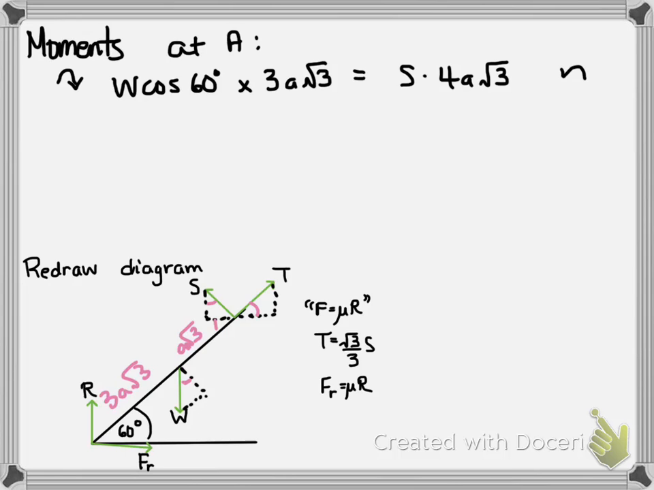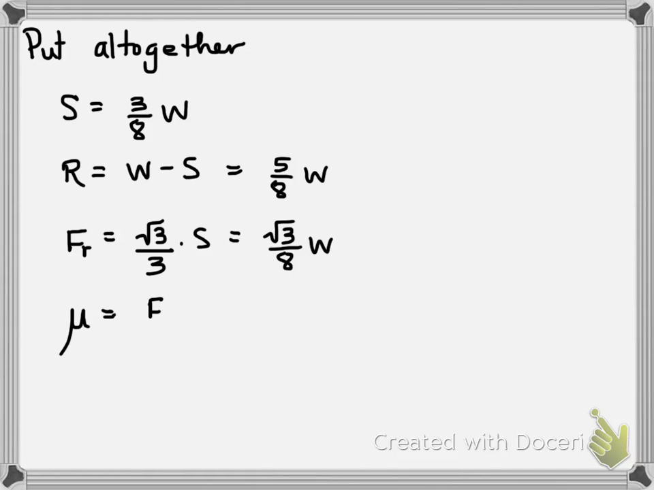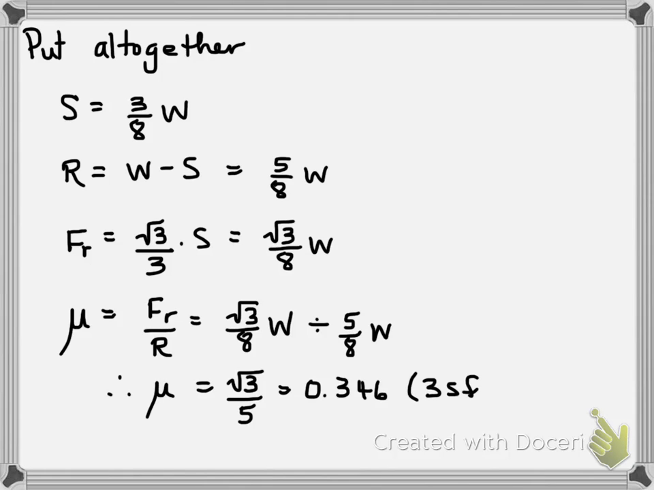Look to see which way it's spinning, and of course it's spinning the other way. Set them equal. Cancel out the a's, the root 3, simplify it, and get a final statement. Now let's put all of this together. So we have S equals 3/8 W from the moments, R from the resolving vertically, fill in what you know, the friction from resolving horizontally, and mu is equal to F over R, and a little bit of algebra, and things cancel, and mu equals root 3 over 5.